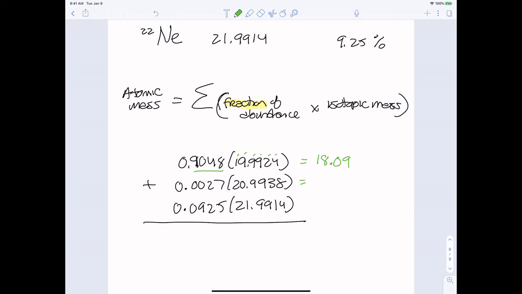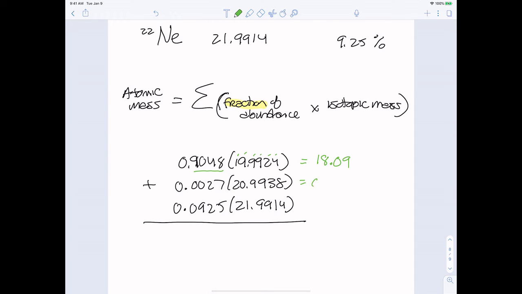0.0027 multiplied by its number. Now, if you don't want to round after each step, I'm totally cool with that. In fact, I normally don't. I'll keep it all in my calculator and I'll round at the end, but you do need to be able to keep track of your significant digits as you go through. So sometimes it's easier if you actually do intermediate steps like I am.